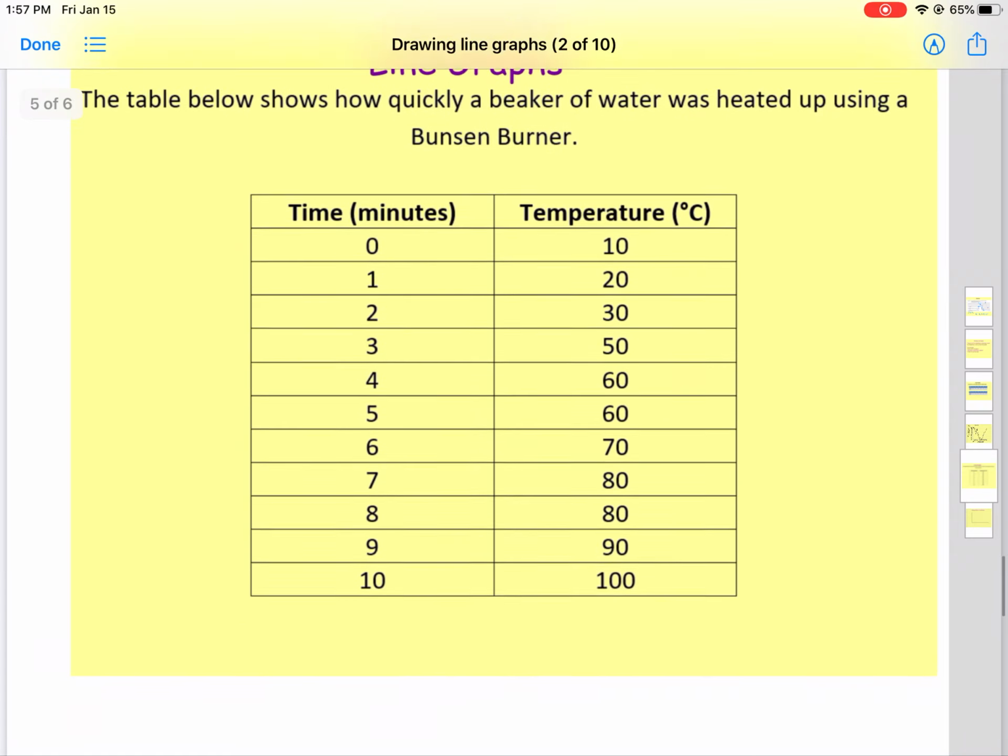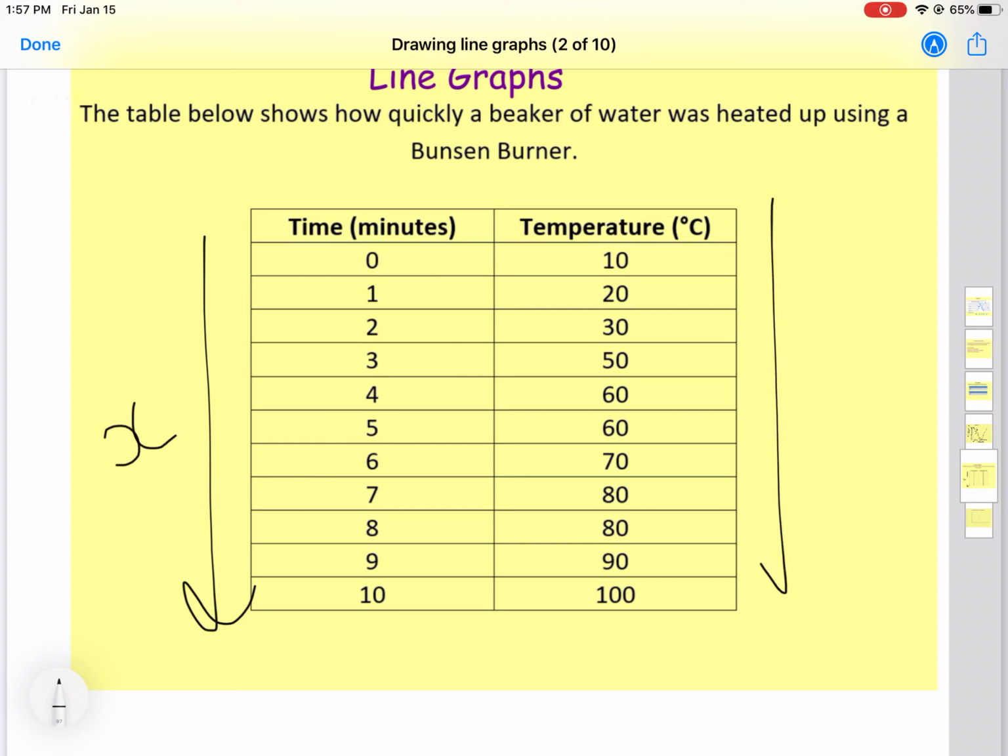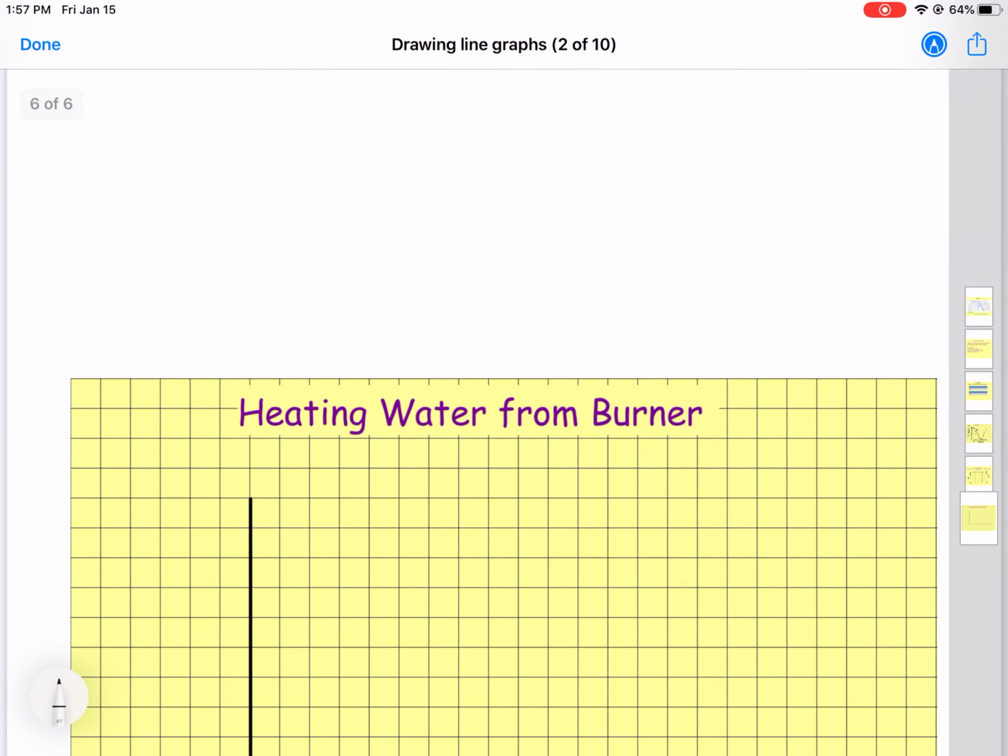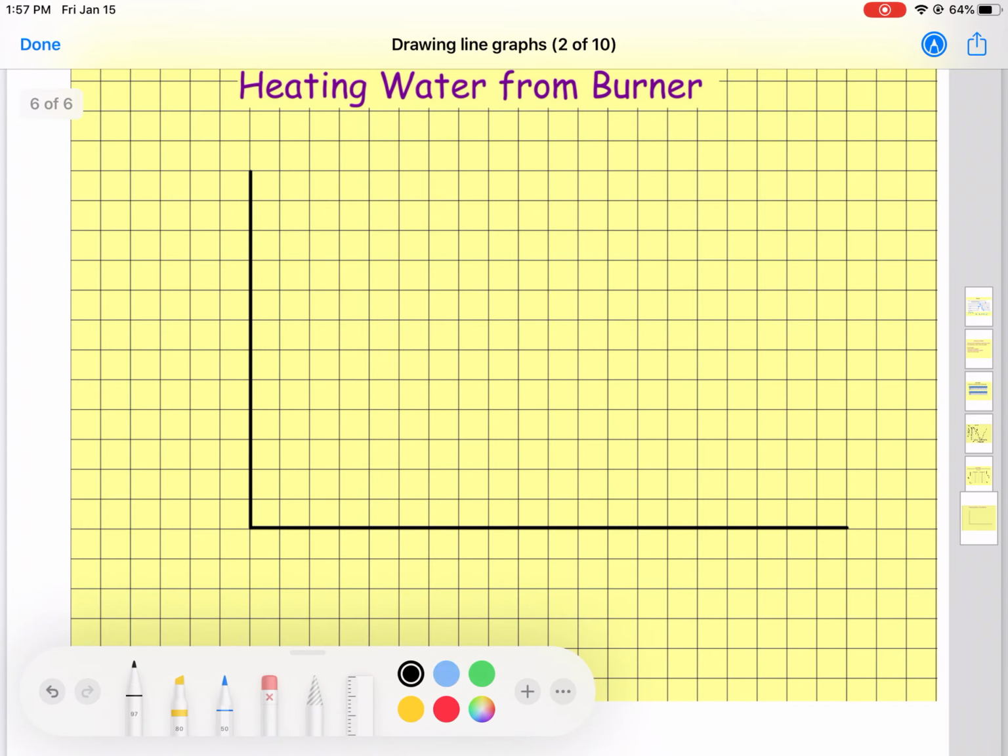Next, we have got a table that is based on a little experiment. So we're taking a Bunsen burner underneath a beaker of water and we're heating it up and just recording the temperature of the water after so many minutes. So the number of minutes are going to be our x-axis along the bottom, and the temperature is going to be our y-axis up the side. Okay, so again, I've drawn out the grid here already. I just need to now put in what each of the numbers have to represent.